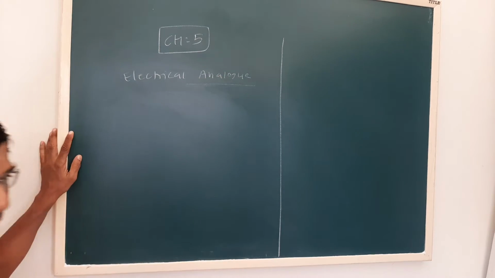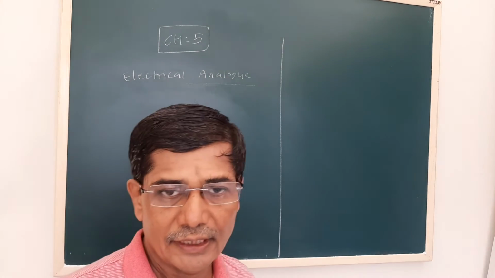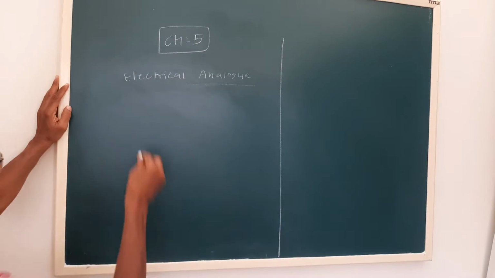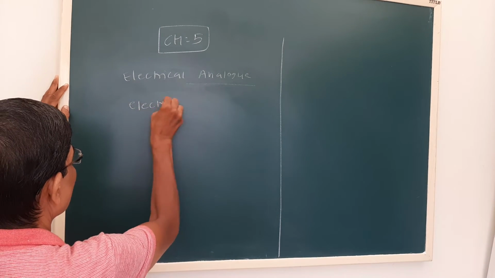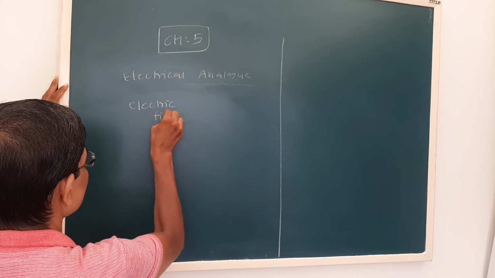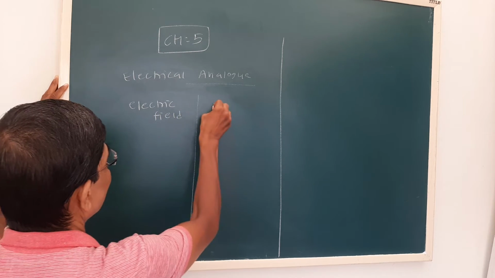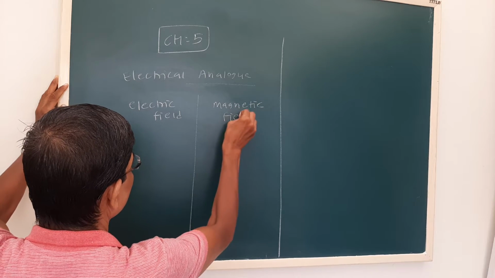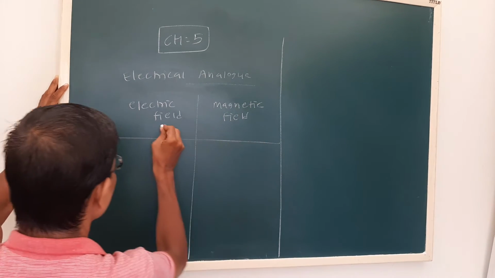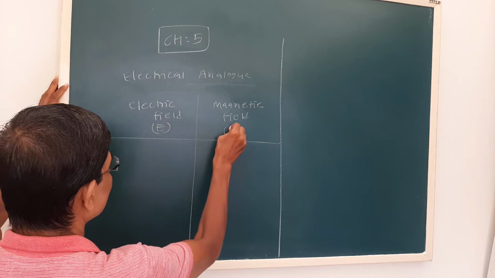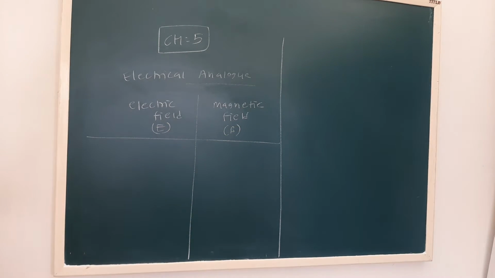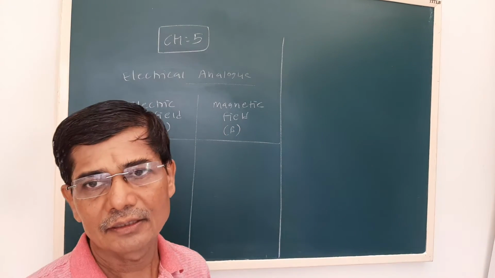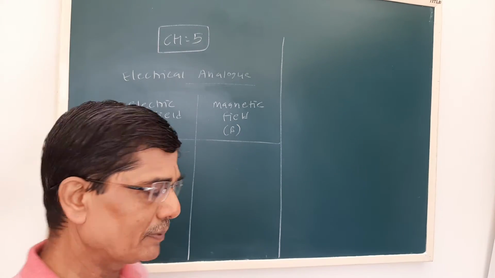See, the word analogy means comparison. In our lesson number 1 we talked about electric field. Here we are going to study magnetic field. Now see, the electric field is denoted as E, magnetic field is B. Both are vector quantities, that we should keep in mind.